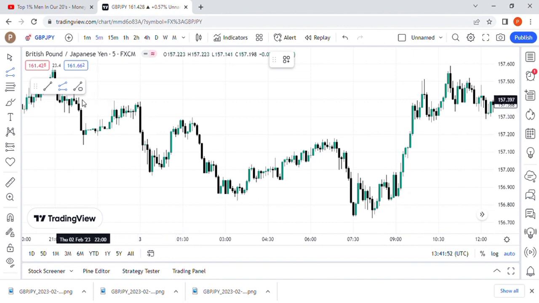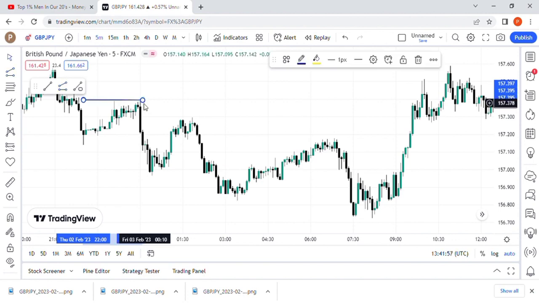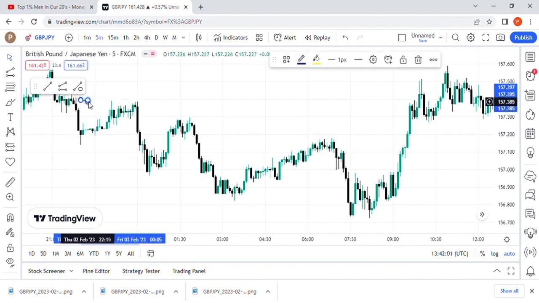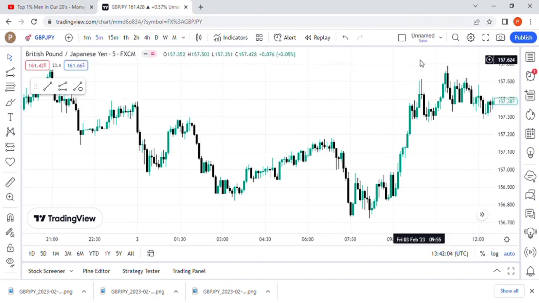For some 5 minutes, you can see a clean delivery in price from the previous key level. So let me quickly show you more examples.